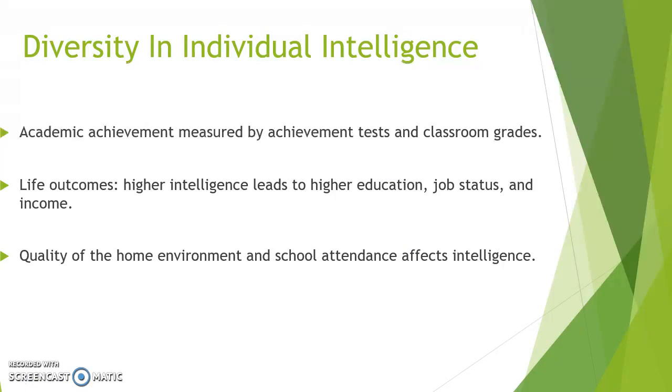Diversity and individual intelligence. Academic achievement measured by achievement tests and classroom grades. Life outcomes of higher intelligence leads to higher education, job status, and income. The quality of the home environment and school attendance also affects intelligence.